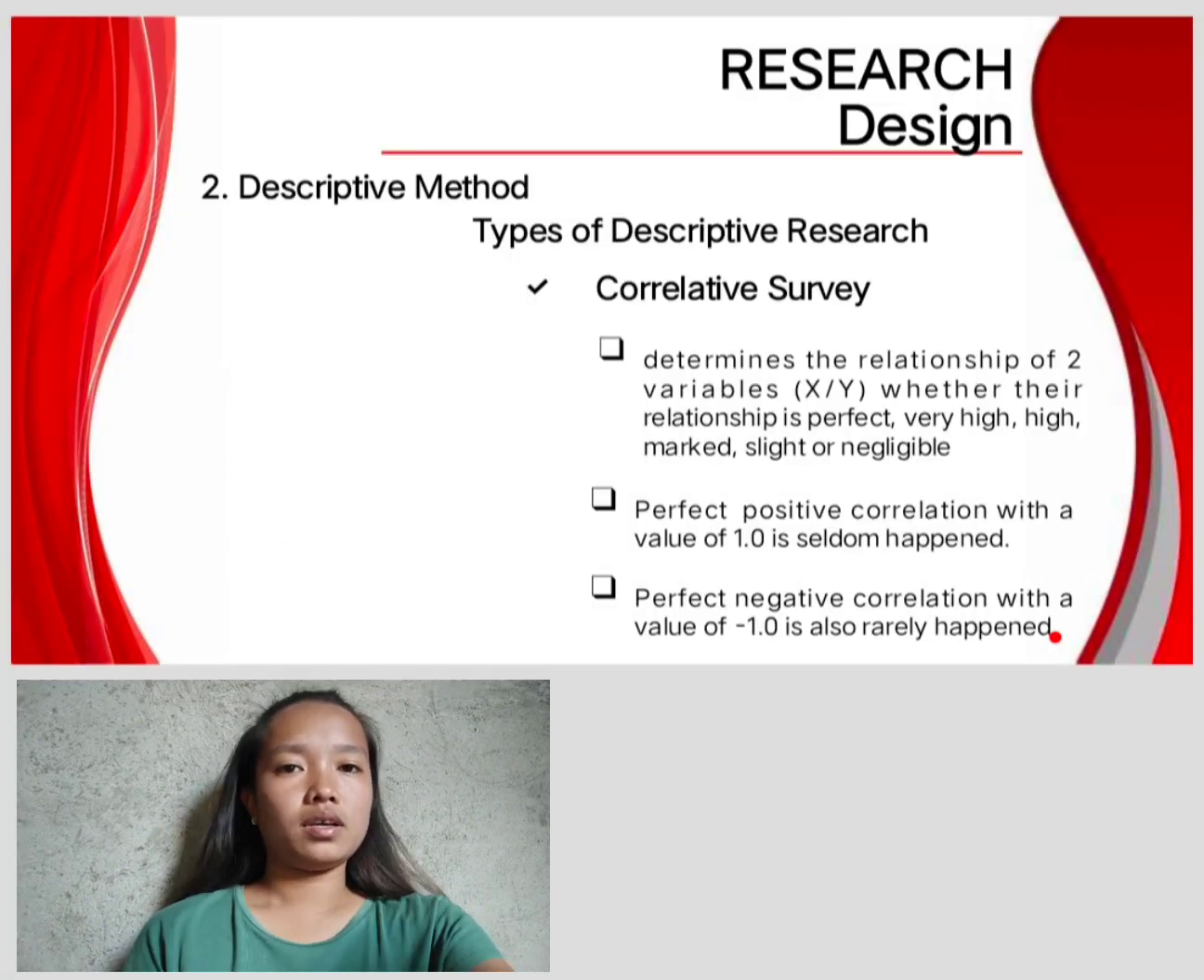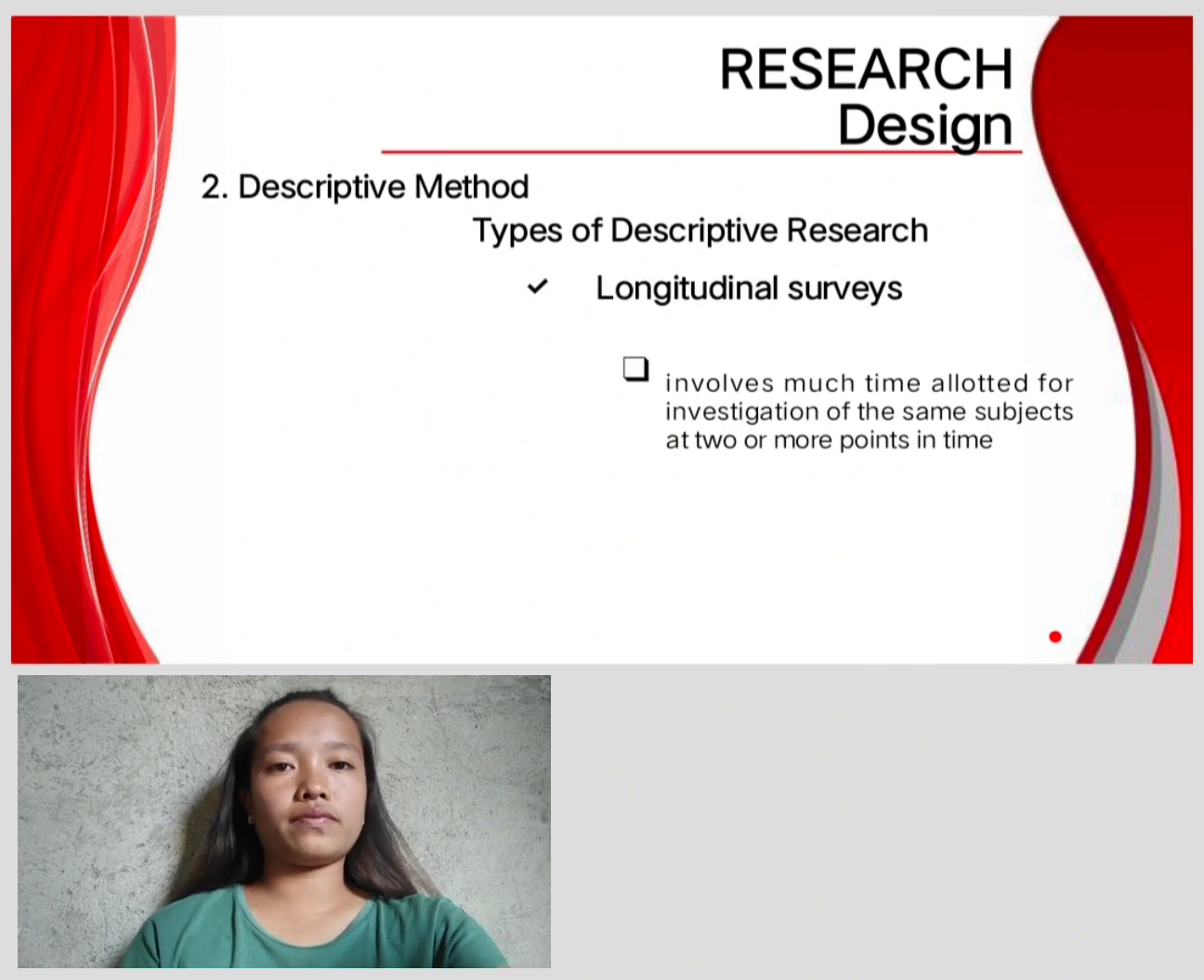Correlative survey determines the relationship of two variables, x and y, whether the relationship is perfect, very high, high, marked, slight, or negligible. Perfect positive correlation with a value of 1.0 seldom happens. Perfect negative correlation with a value of negative 1.0 also rarely happens. Longitudinal surveys involve much time allotted for investigation of the same subjects at two or more points in time.